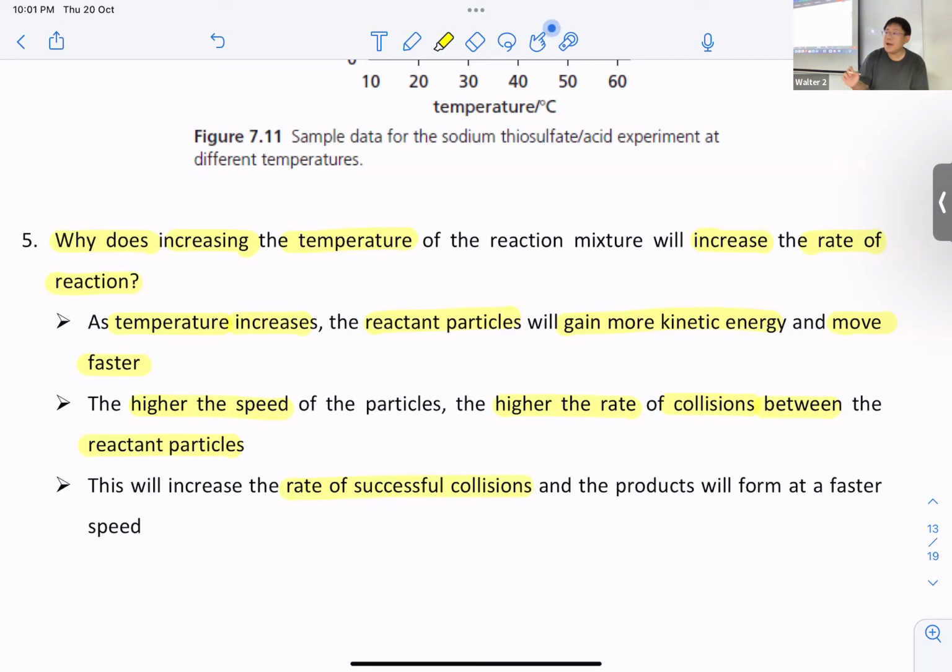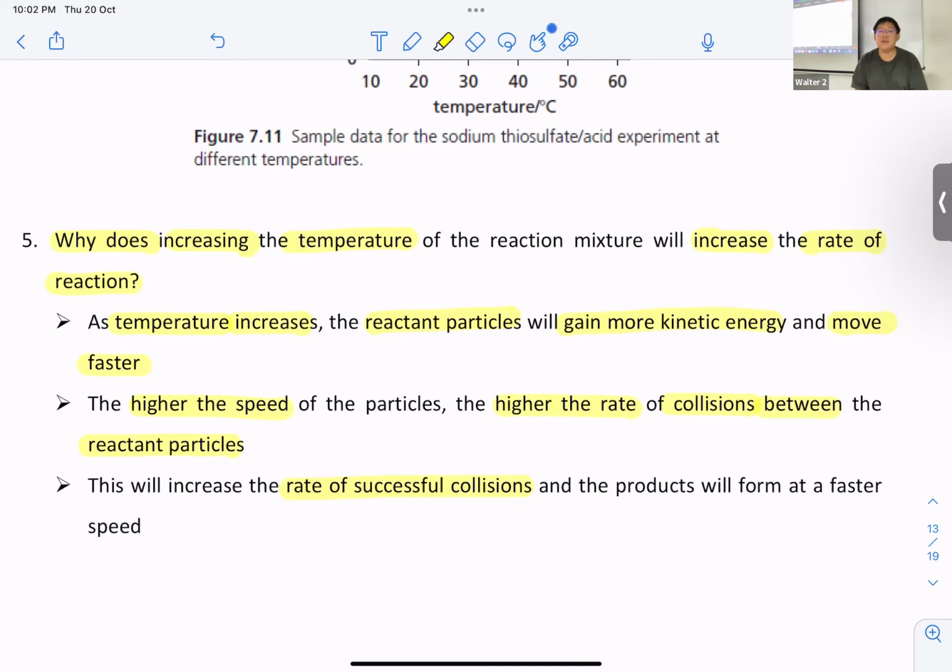But you must understand that the particles are gaining that kinetic energy. That's why they are moving faster. So in the exam, you are also required in this case to explain the situation in terms of the kinetic theory of matter. You understand? Only for temperature.